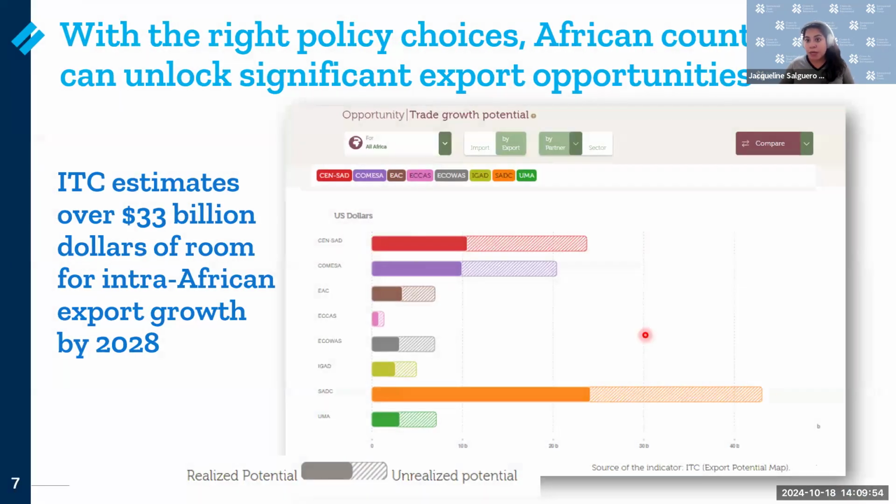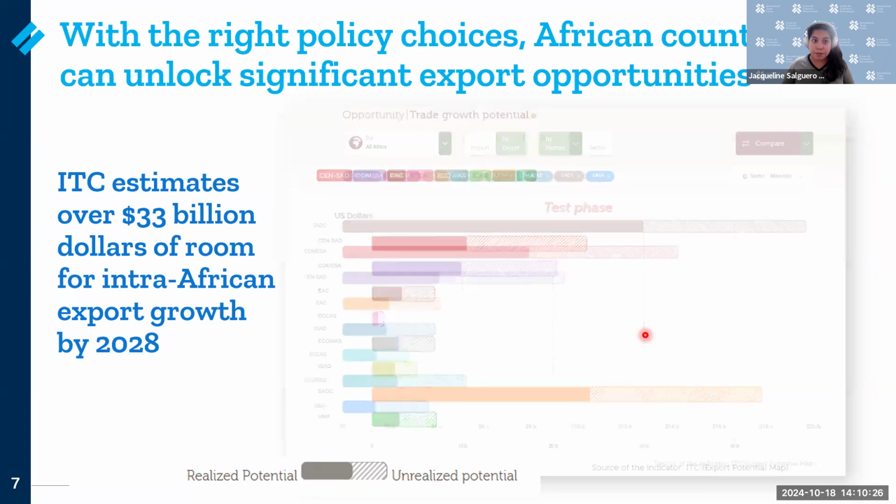And then what we have also estimated is that there is a lot of potential for African countries to continue to trade with each other. We estimate this potential to be around 33 billion by 2028. So there are a lot of opportunities for African countries to continue to increase their presence, specifically in processed products. And that's relevant because, as I know, most of you who are joining us today are in the food process industry. So as you can see, there are a lot of opportunities for you to expand into the African continent.